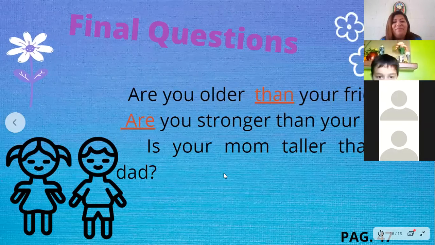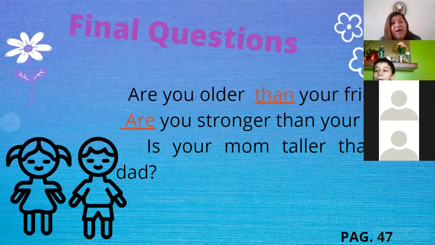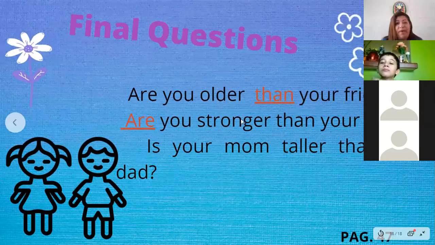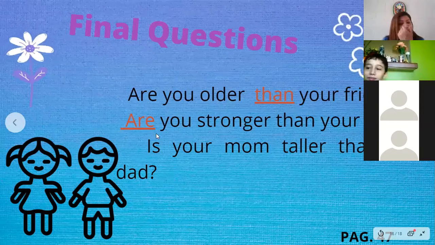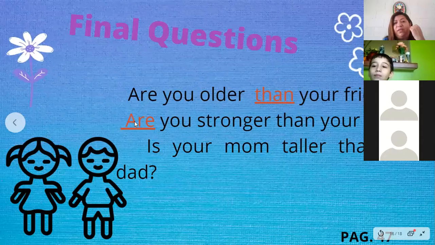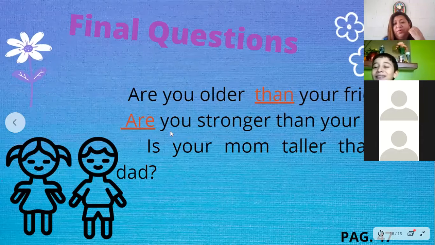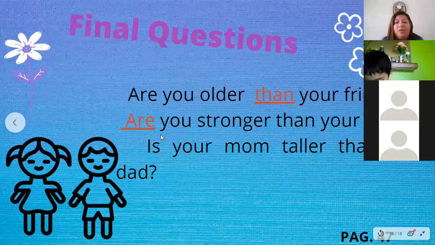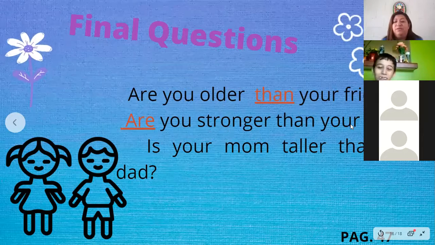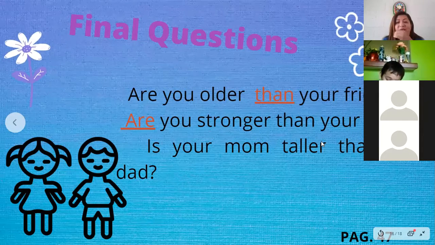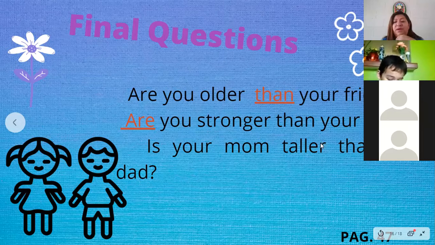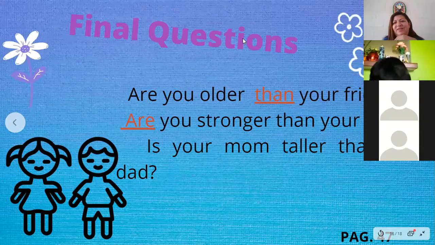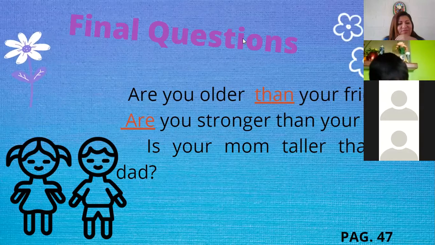Here we are. Are you older than your friends? Remember that I told you that we need than in order to compare? Then at the beginning, all the questions begin with an auxiliary. Here we are talking about two people. That's why we use are. Are you stronger than your dad? Is your mom taller than your dad? Okay, excellent. Those are the answers.